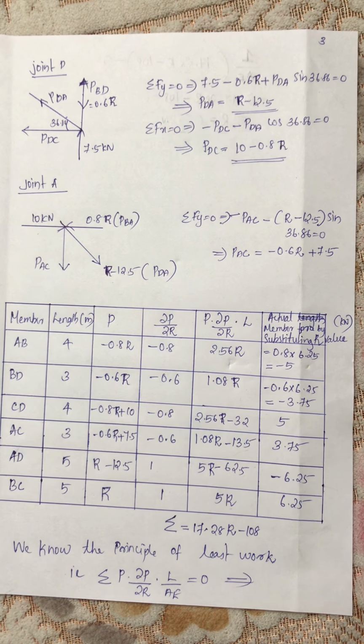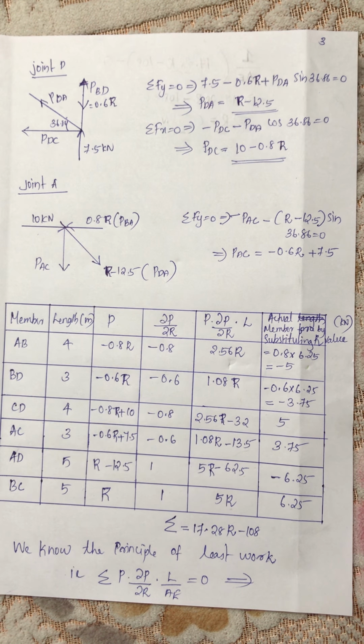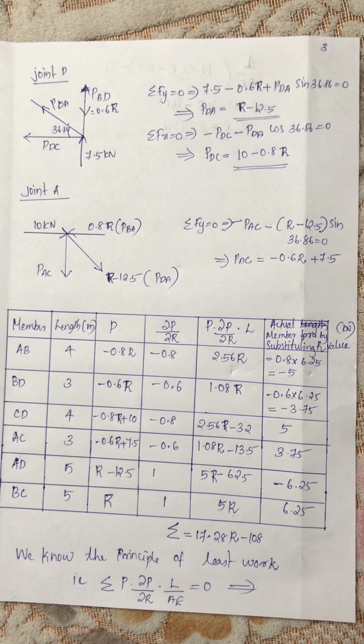Hope you all understood this problem. It's a simple one. Just learn by heart the equation, that is summation P into dou P by dou R into L by AE equal to 0. And just try to solve each problem. Then you will get familiar with this. Okay. Thank you.